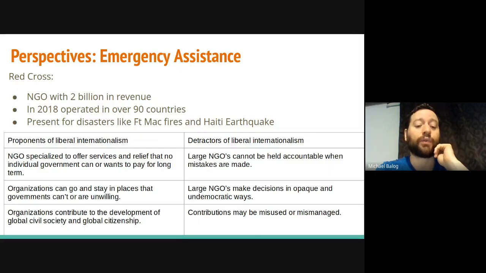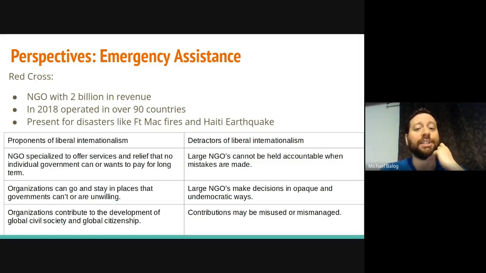And so you may have seen, for example, in grade 10, when you looked at Rwanda, that all these governments were pulling out. Belgium is pulling out. The United States is pulling out. And who stayed? The Red Cross stayed, right? So the Red Cross was responsible for saving tens of thousands of lives in Rwanda during the genocide because they were able to stay and they weren't susceptible to the same types of political calculations that states and governments are susceptible to. So detractors of liberal internationalism might also talk about how money can be misused or mismanaged.